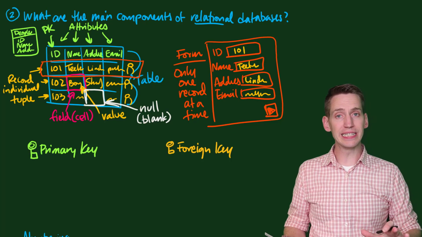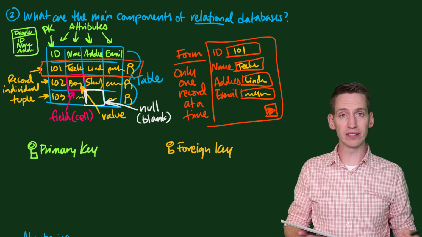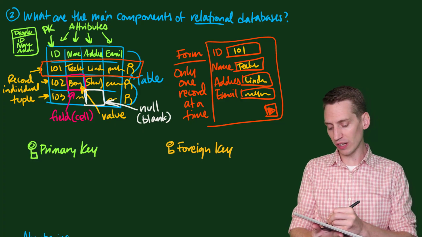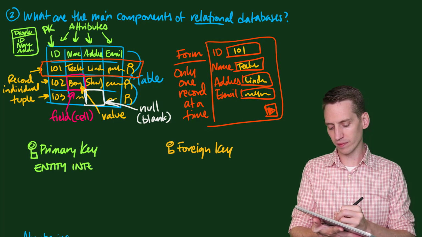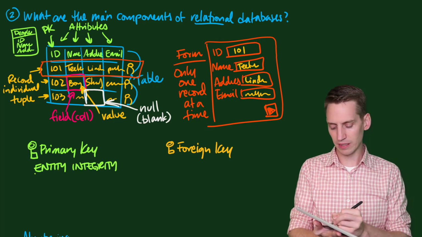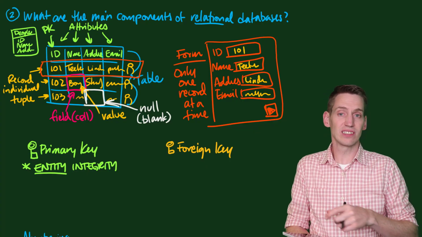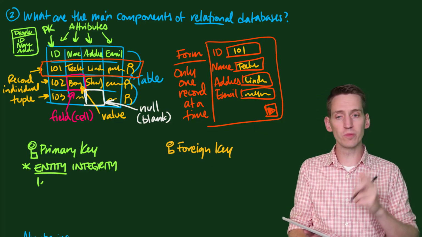Now with primary keys in databases, there are a couple rules that we have to follow in order for a database to be valid. And the rule related to primary key is something that we call entity integrity. Entity integrity, and you want to remember this. Remember, entity is like an individual. With entity integrity, there are two parts to this rule.